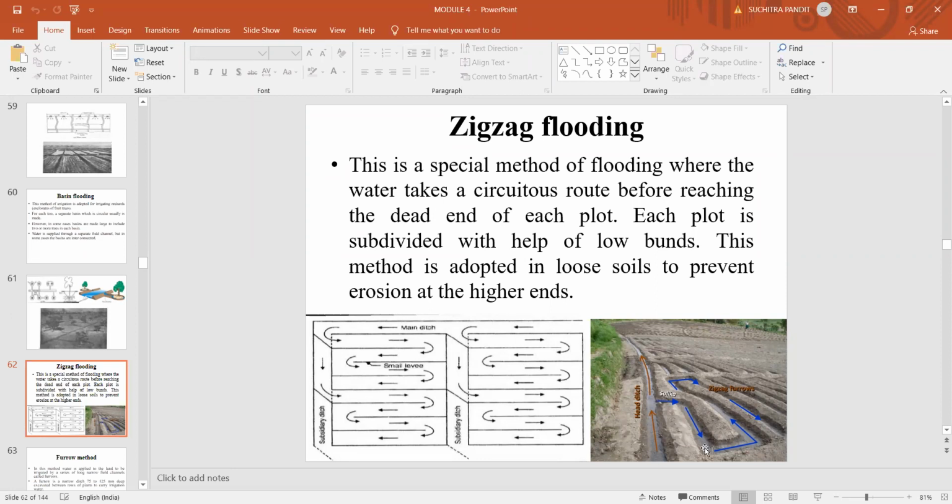Now you can see here this is the zigzag method of irrigation, where water takes a turn here before it reaches the tail end of the plot. The only disadvantage of this method is that mechanical operations like plowing and tilling become difficult. So this method is not generally used, but wherever you have less or insufficient amount of water, then you can go in for this zigzag method of irrigation.